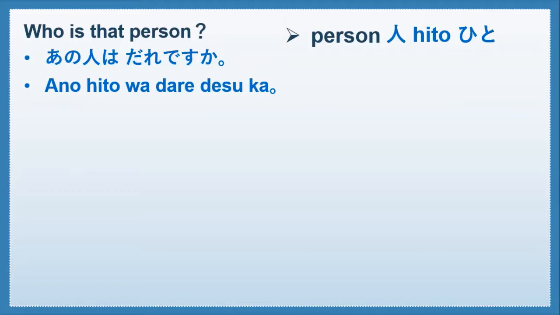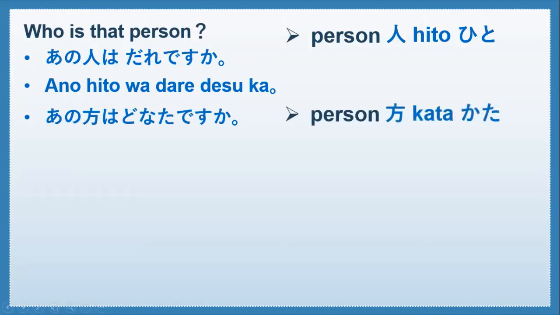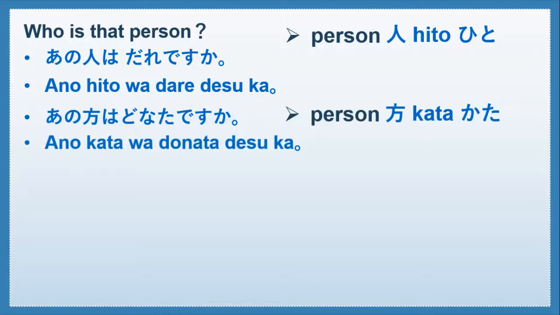Now let us look at it with donata. あの方はどなたですか。Ano kata wa donata desu ka. So over here, we change the hito to kata. Kata is a very formal way of saying person. So, ano kata wa donata desu ka.